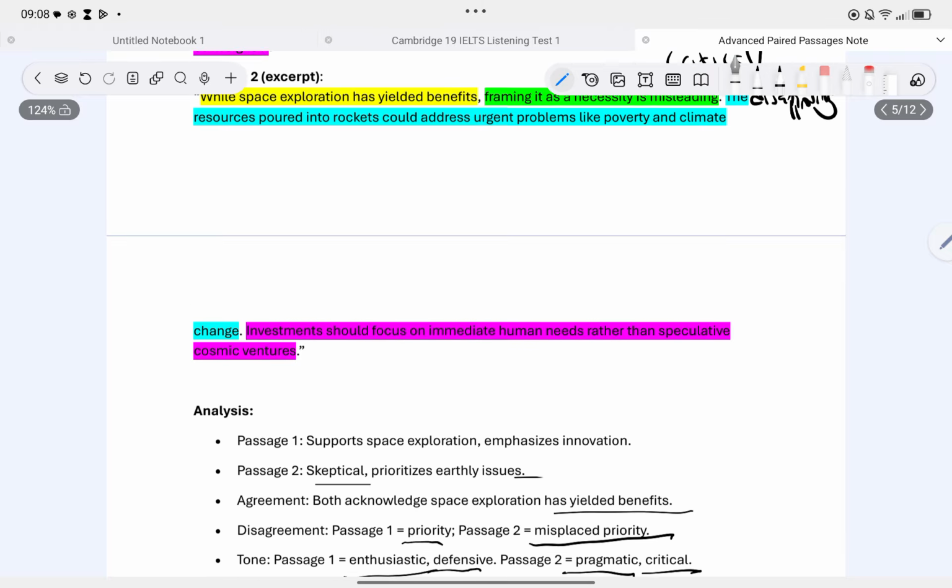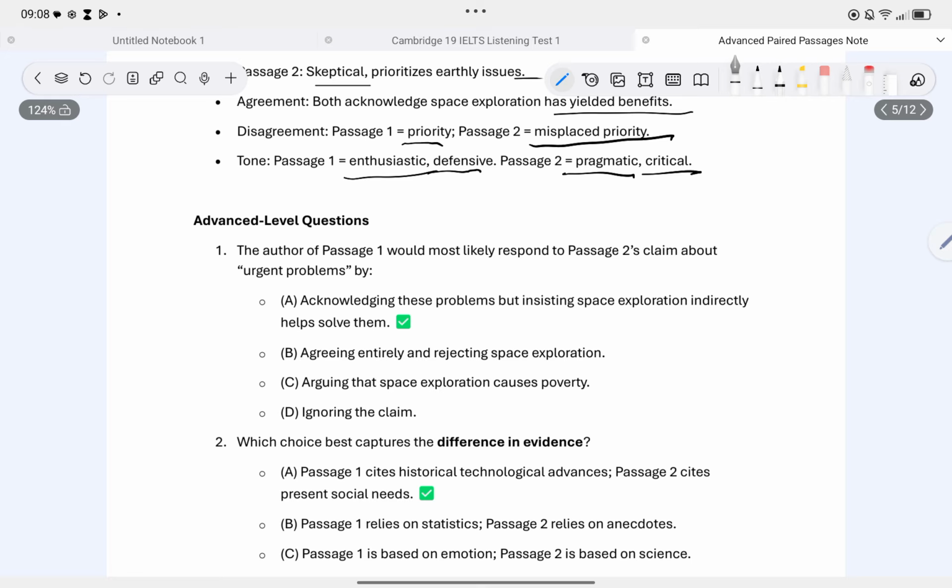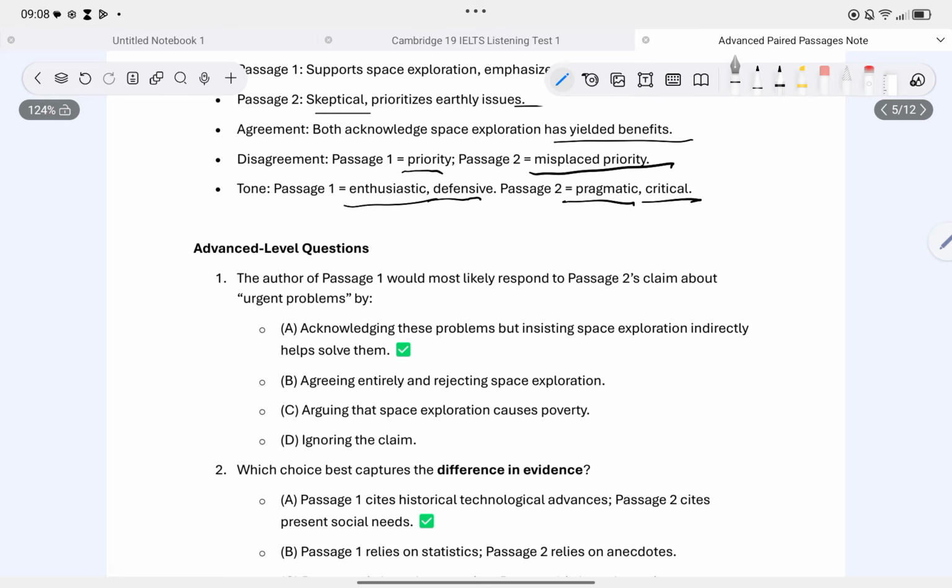Now, we've analyzed it already, so let's answer the questions. The author of passage 1 would most likely respond to passage two's claim about urgent problems by. So you see, they're saying how would author 1 respond to passage 2? Passage 2 said the resources should be spent on more urgent problems. So how do you think the passage 1's author would respond?